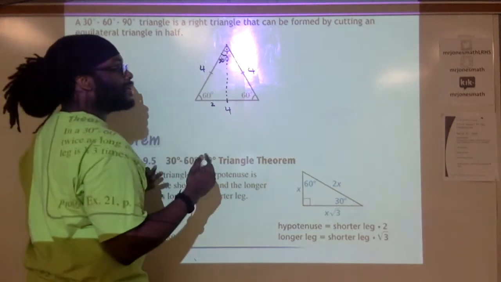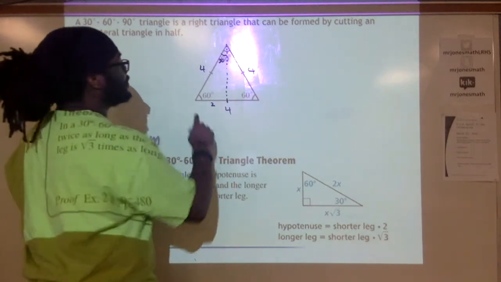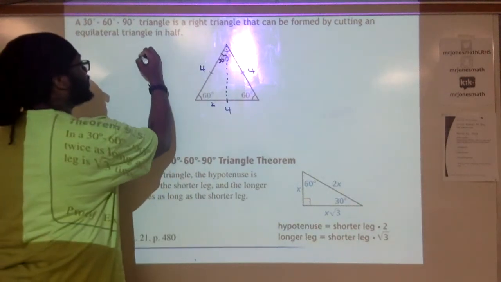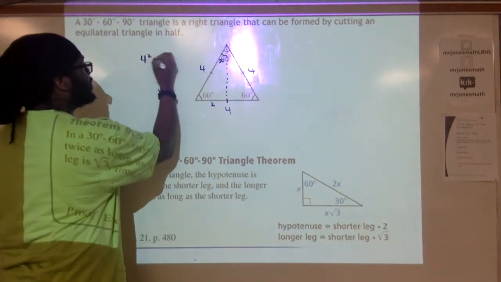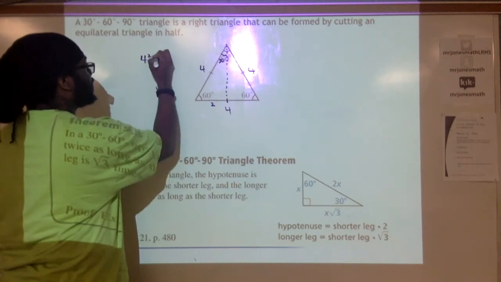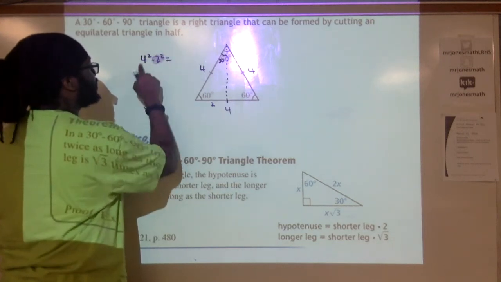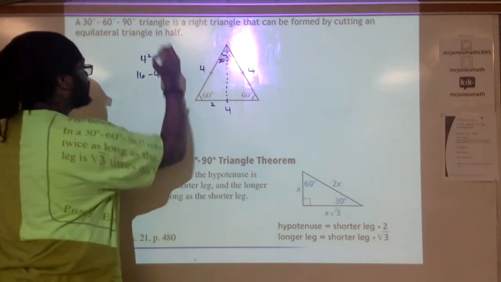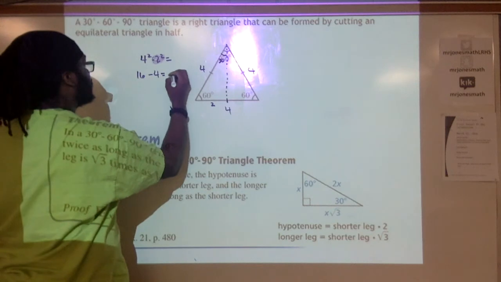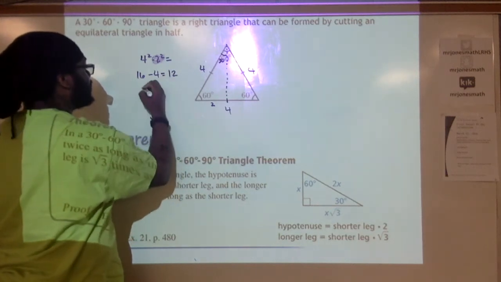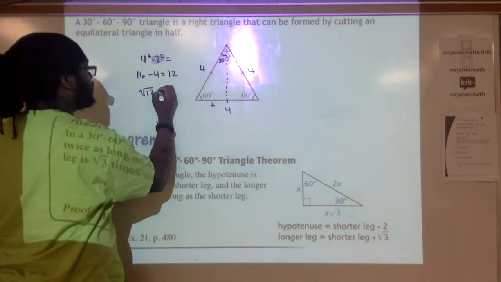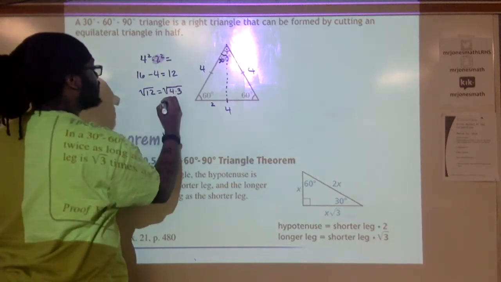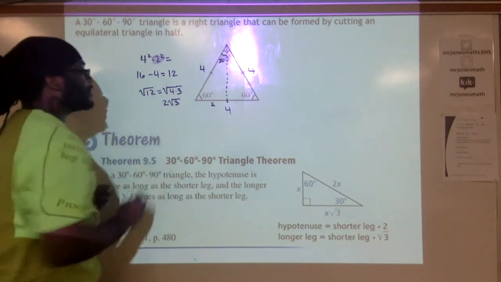And to find our long leg, we use the Pythagorean theorem, long leg equals the hypotenuse squared minus 2 squared, which equals 16 minus 4, which would be 12. Take the square root of 12. And now we can factor that to 4 times 3. So that's 2 times the square root of 3.